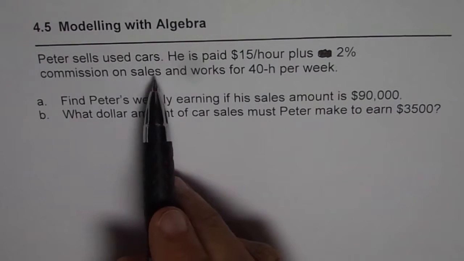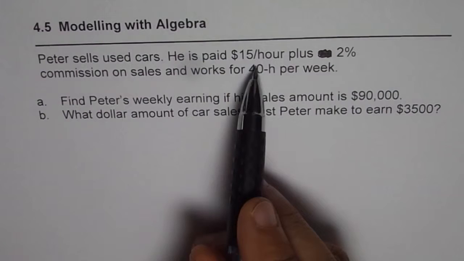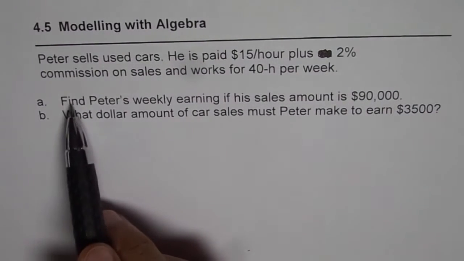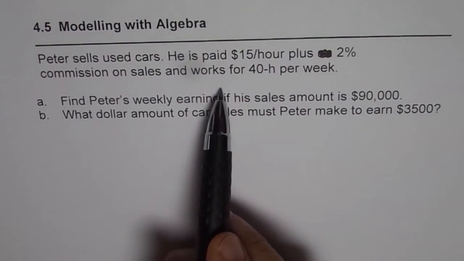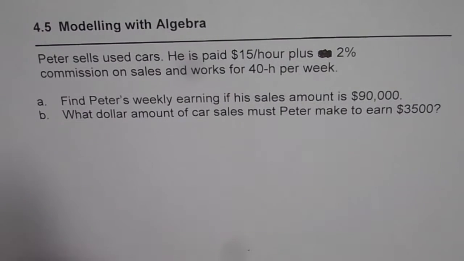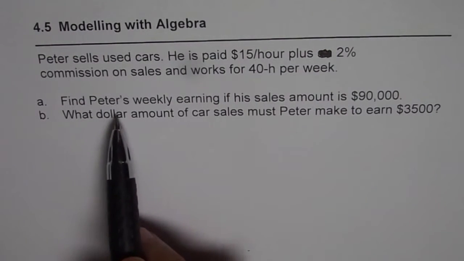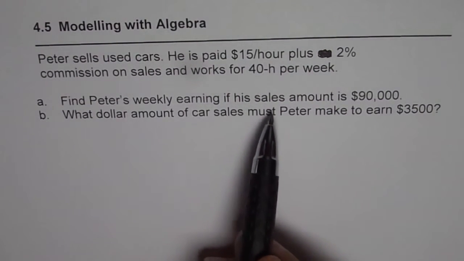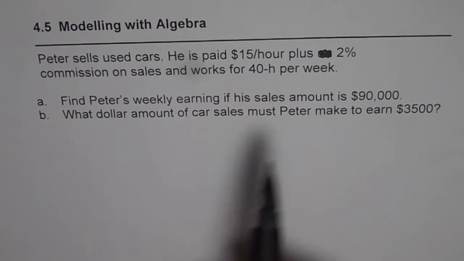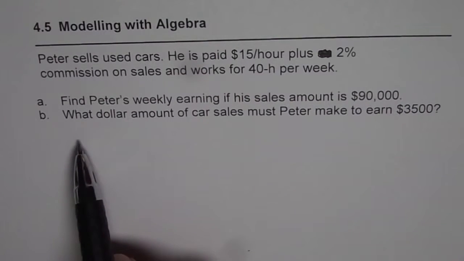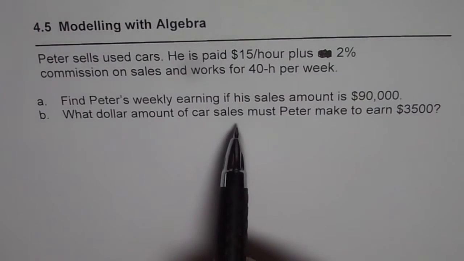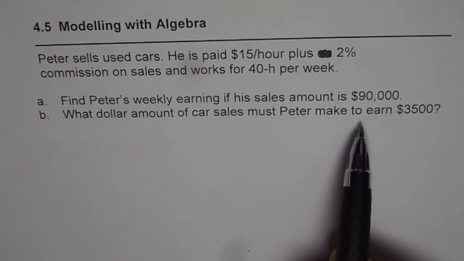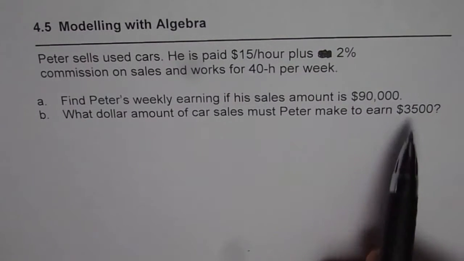Peter sells used cars. He is paid $15 per hour plus 2% commission on sales and works for 40 hours per week. Find Peter's weekly earnings if his sales amount is $90,000. And part B is, what dollar amount of car sales must Peter make to earn $3,500?